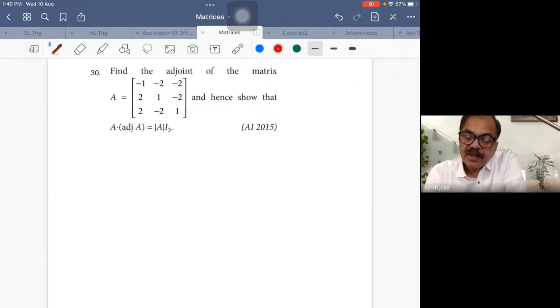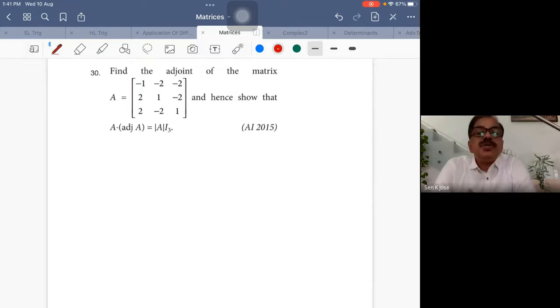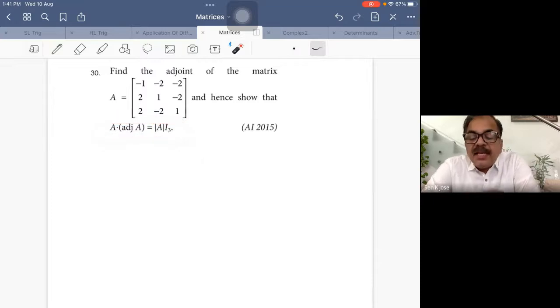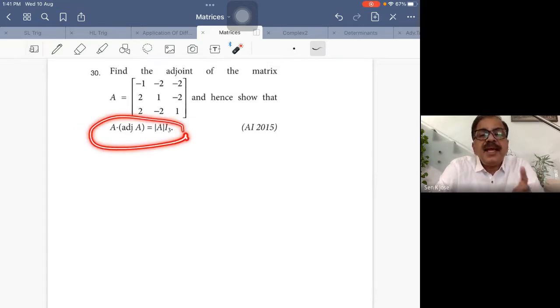Question 30. Find the adjoint of the matrix A and hence show that A into adjoint of A is equal to determinant A times I3. A times adjoint of A is determinant A into I is a result which you need to actually know. But here the question is to verify that result itself. We already knew this result. In the previous video, we actually used this result. A times adjoint of A is determinant A times I3. You can get 1 mark questions based on it.